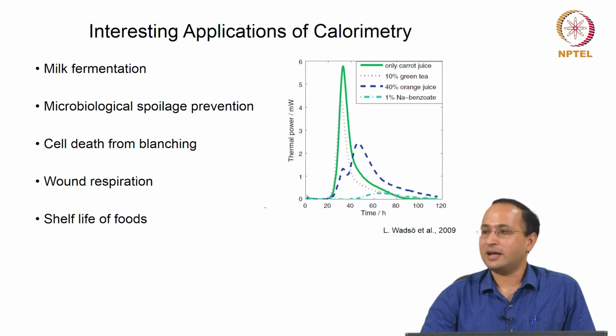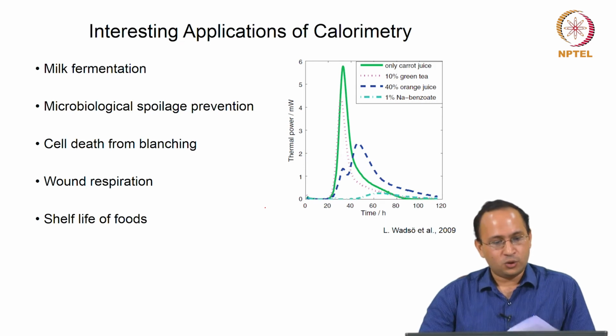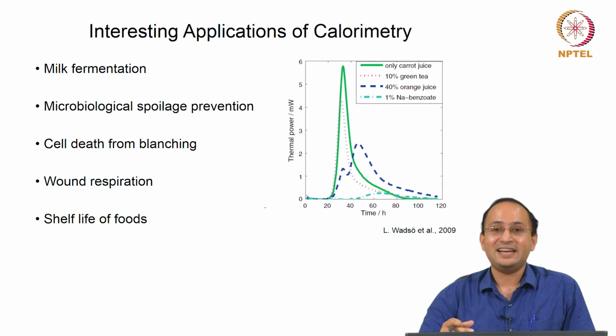Cell death from blanching. All of you know what blanching is, right? Suppose in cooking, you have spinach, you put spinach in hot water, suddenly you see color in the water, then you remove the spinach. So, it is a blanching process. Calorimetry can be used to quantify basically the cell damage, and when you are doing that, you are causing cell damage.